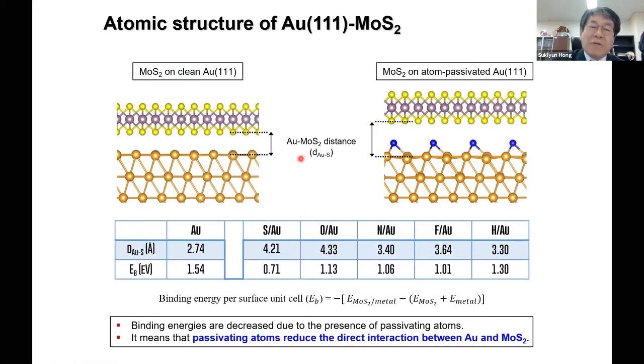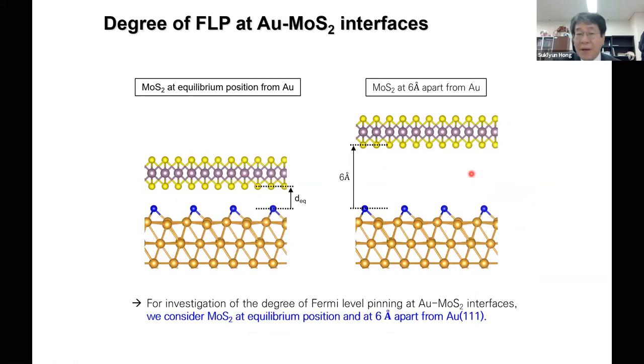And we found some results after performing the density functional theory calculations. And this is the binding energy between two materials, gold surface and moly disulfide. And here you can see the binding energy decreases due to the presence of passivating atoms, which means passivating atoms reduce the direct interaction between two materials because there are atomic species between them. And to understand the degree of Fermi level pinning at the interfaces, we consider two structures. Here we consider moly disulfide at the equilibrium position and at 6 angstrom apart from the gold surface.